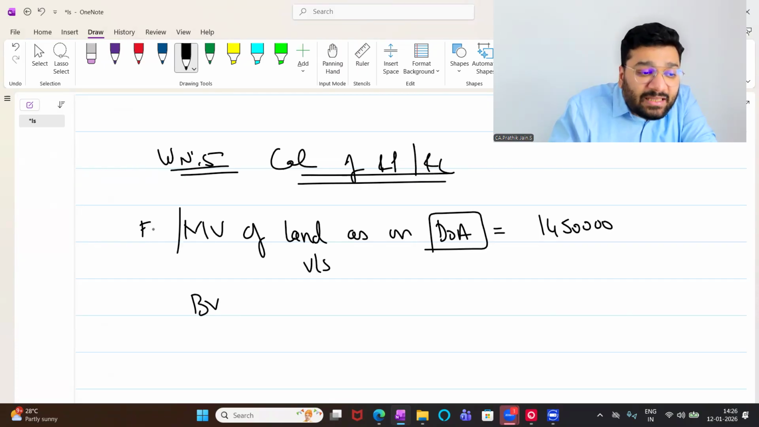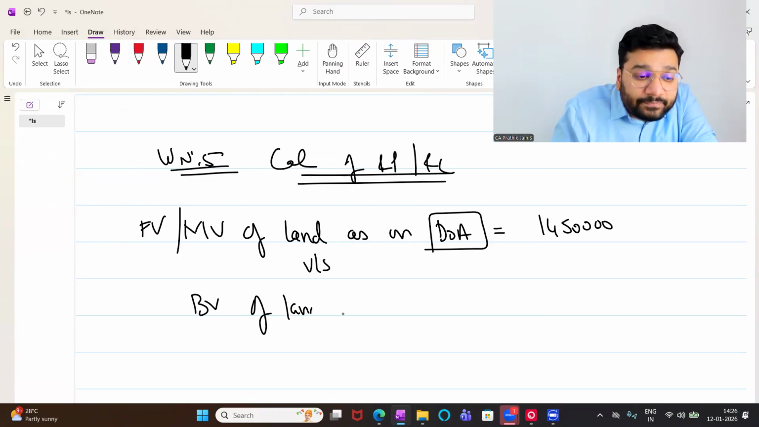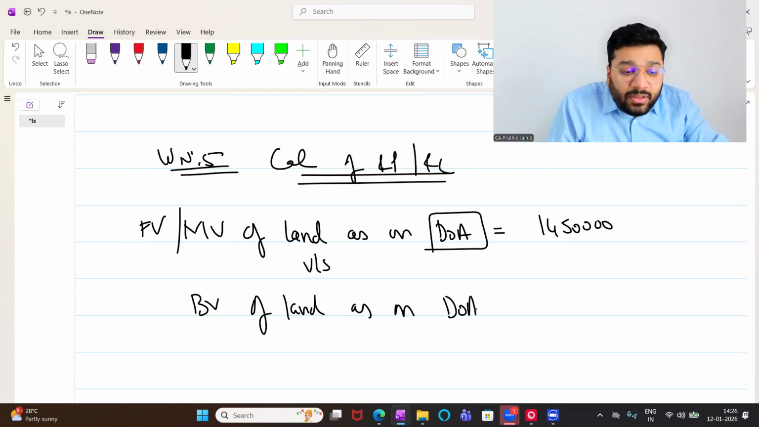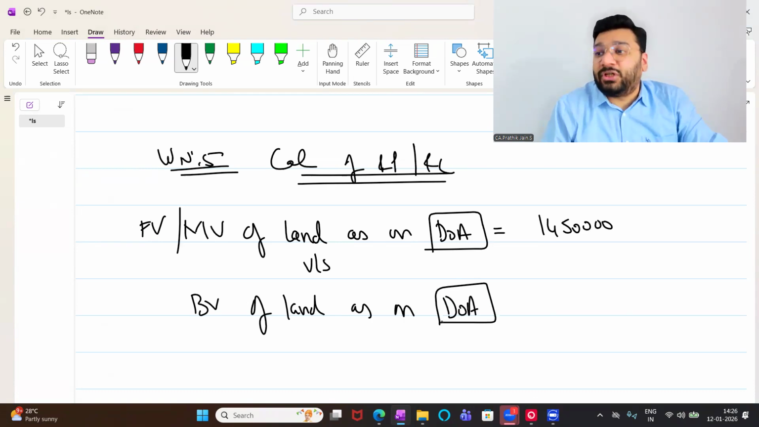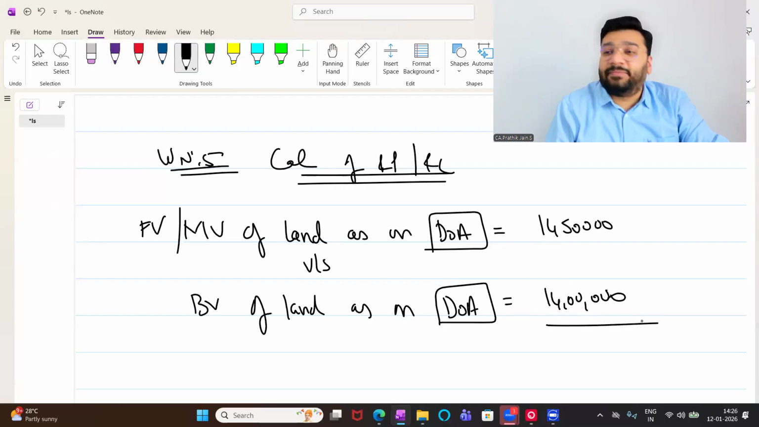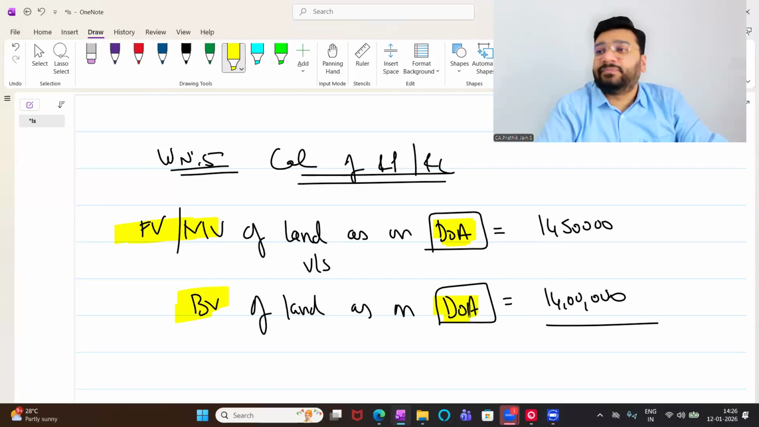Market value is also called fair value. I'll compare this with the book value. Book value of land as on what date do I need? I want it on the date of acquisition. Be very clear. How much is the book value of the land on the date of acquisition? 14 lakh rupees. Take a highlighter and highlight this point. I need market value, fair value on the date of acquisition, and I need book value on the date of acquisition.